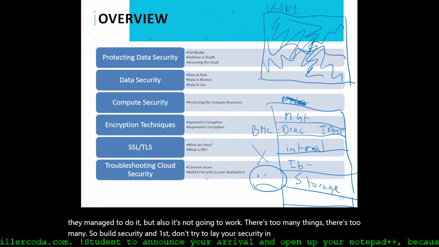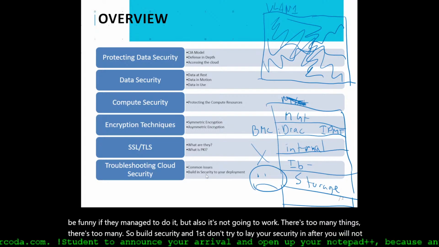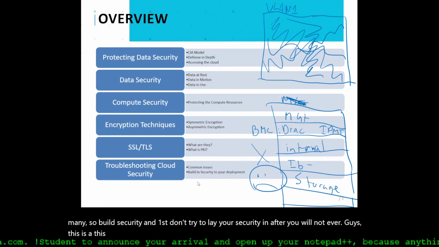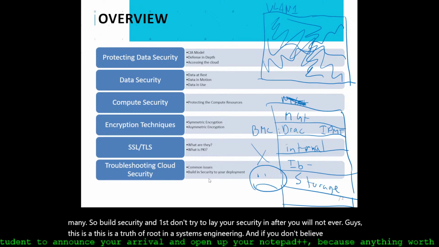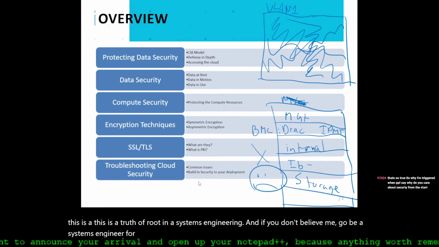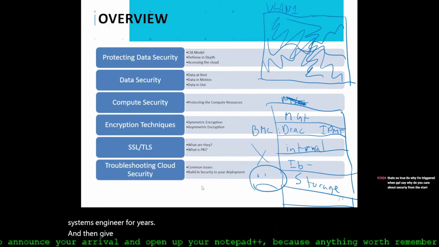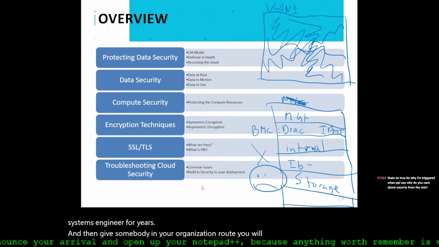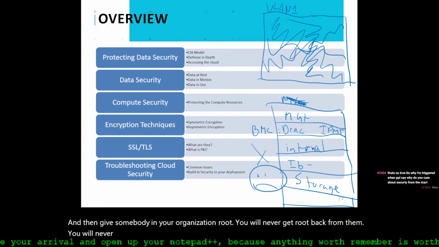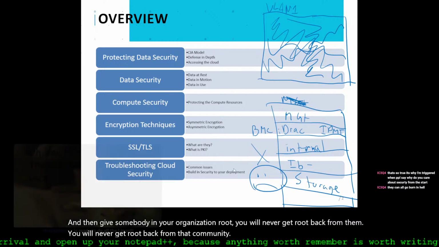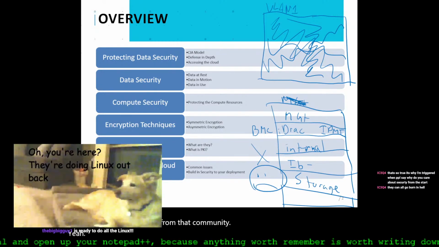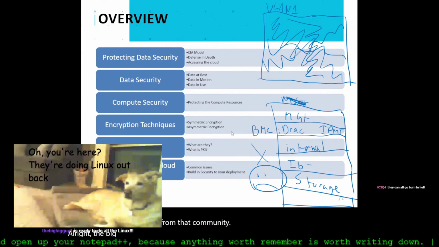Guys, this is a truth of systems engineering. If you don't believe me, go be a systems engineer for years and then give somebody in your organization root. You will never get root back from them. You will never get root back from that community.